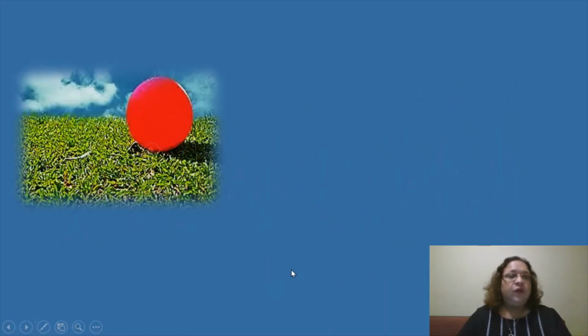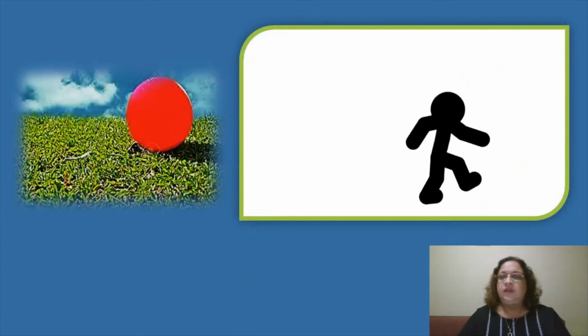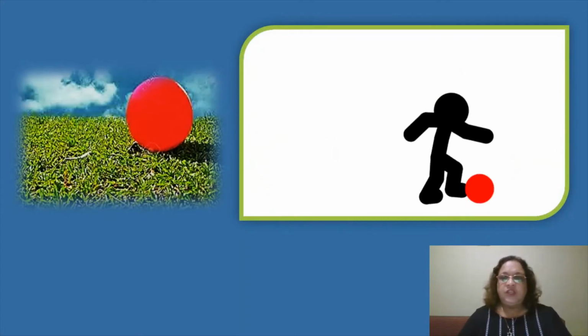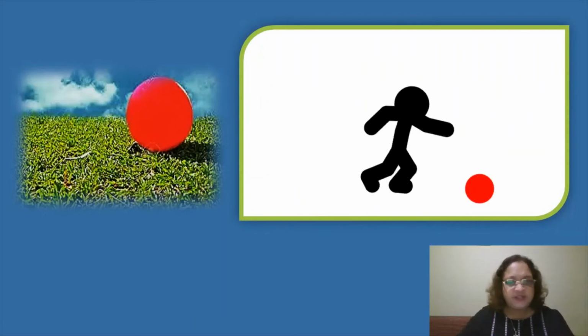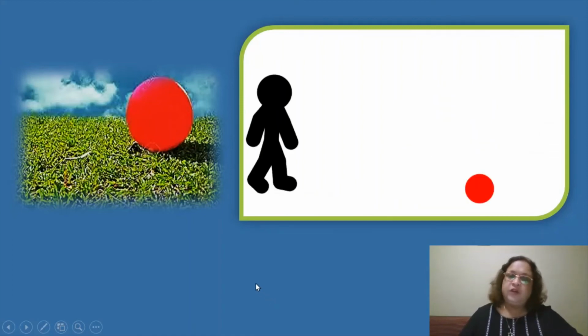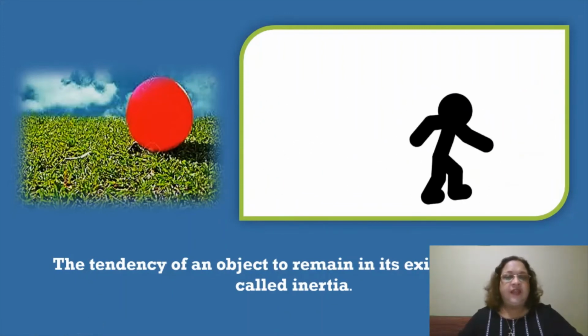Now, look at this ball, nicely resting on the lawn in the grass. And here someone comes and kicks it, and now changes the state from the state of rest to the state of motion. So we have another concept here, and that is the tendency of any object to remain in its existing state, and that tendency is called inertia.